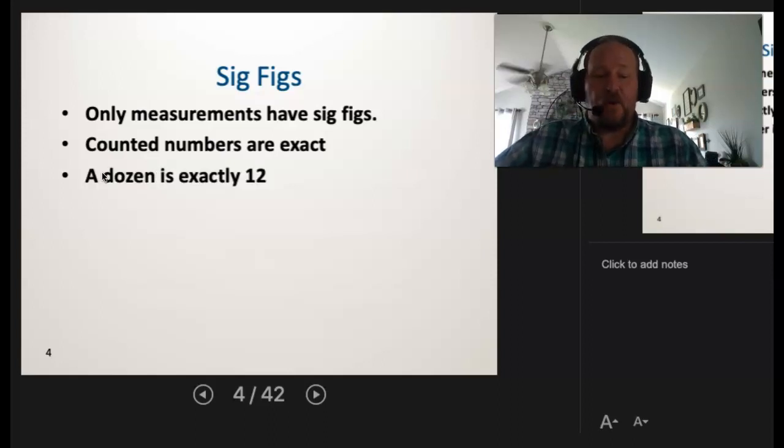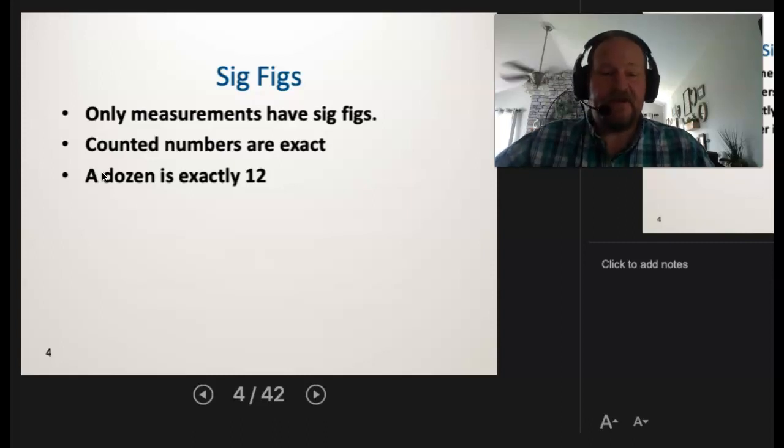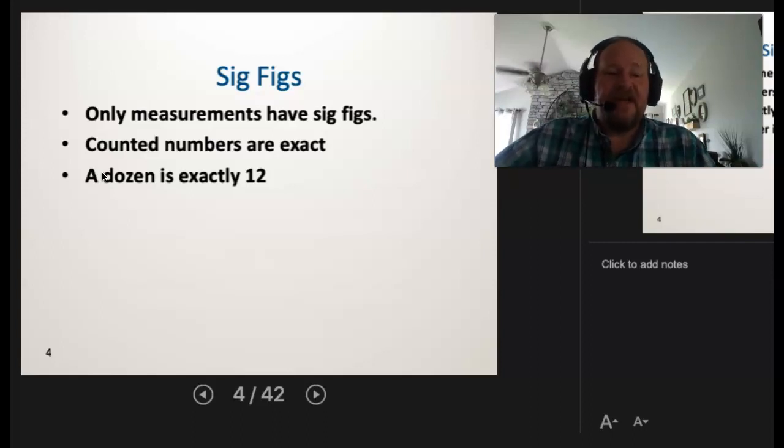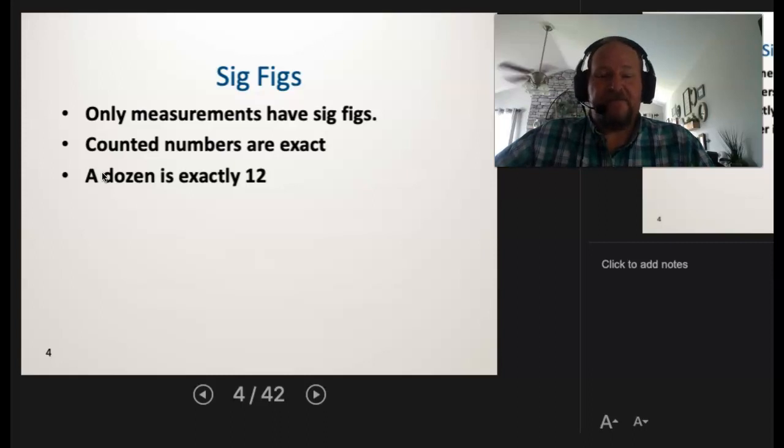Now, if it's a word that represents an understood value, like a dozen is exactly 12. Again, it's referring to a count. So if I said, oh, it's a baker's dozen, most of us know that that means there must be 13. And again, it's going to be a count.